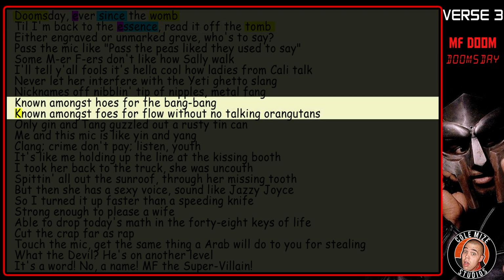Within the same verse on the third quadrant, his end rhyme is using ain sounds. He also created an internal rhyme scheme with O sounds and continues rhyming with this sound throughout the second bar. He also repeats the words known, amongst, and for on both lines.